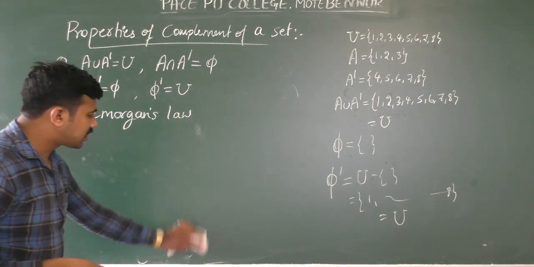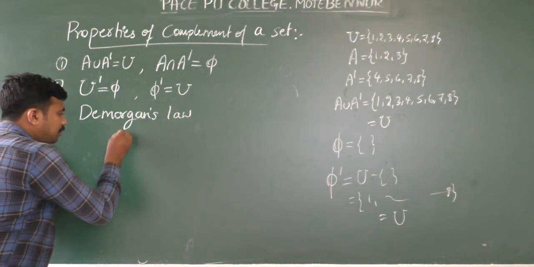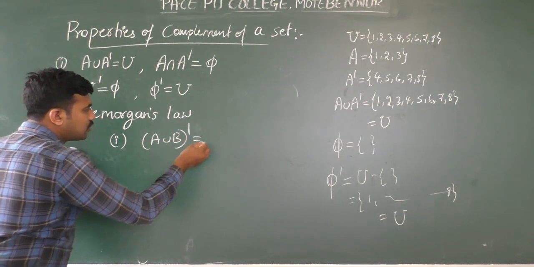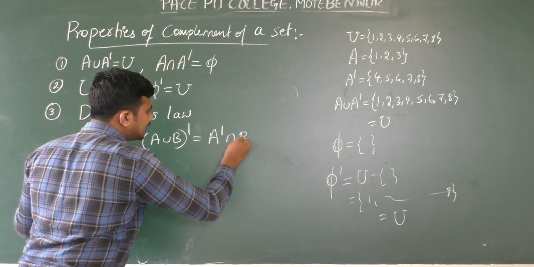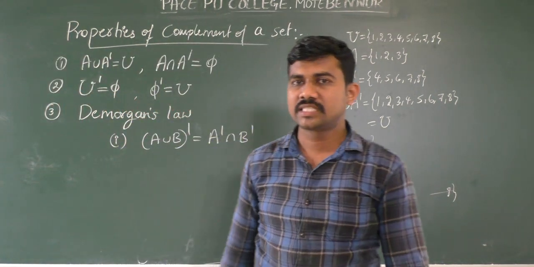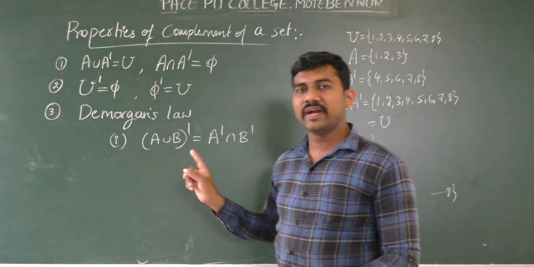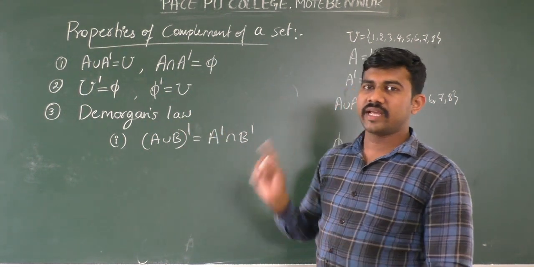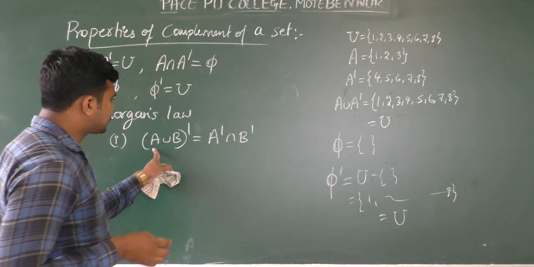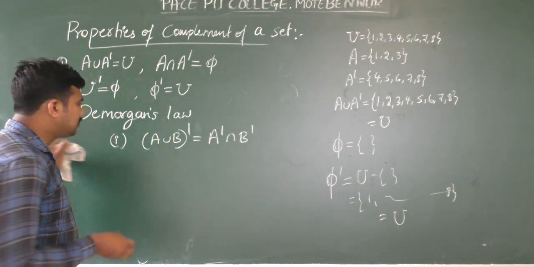So what it says, De Morgan's law. De Morgan's law says that the first law, that is (A union B)' is equal to A' intersection B'. This we saw in our last class. We solved one problem regarding this and we verified this rule. Hence we can say directly that this is true, that is (A union B)' is equal to A' intersection B'.